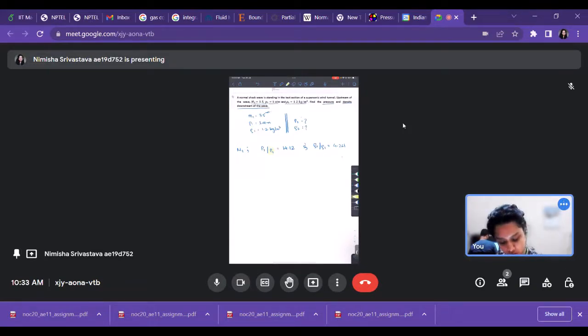Okay, so now let's see what we already have. We have P1 from the question, we have rho 1 from the question. In order to find P2, we will multiply P1 by the ratio P2 by P1, and similarly for rho 2 we will multiply rho 1 by the ratio rho 2 by rho 1. So this gives us 14.12 bar and 5.11 kg per meter cube. Okay, so that solves our first question.